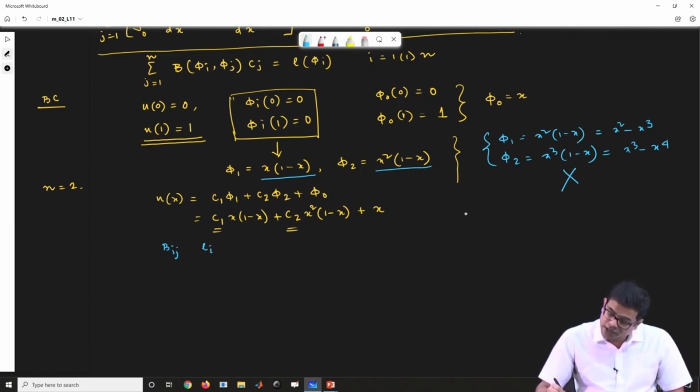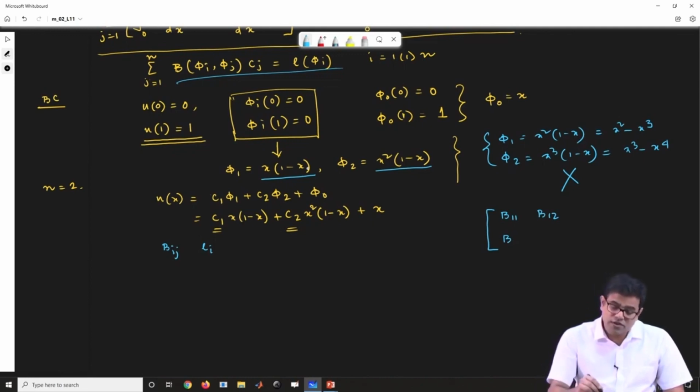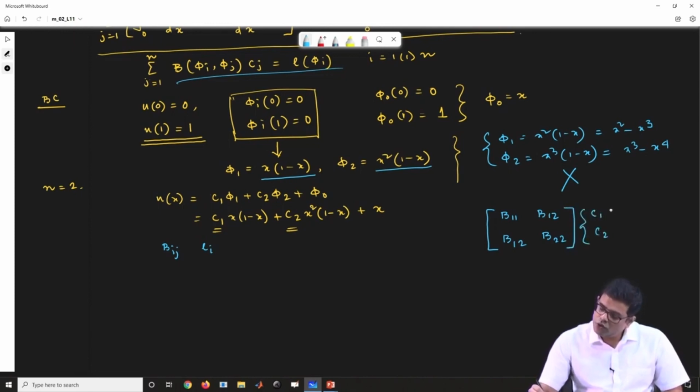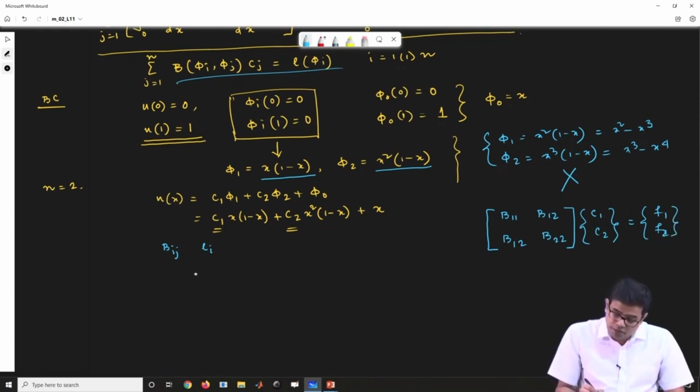So the matrix form of this, if you expand this expression, so b11, b12, b21 (b21 is essentially b12 because it's a symmetric bilinear form), and then b22, and then this will be my c1 and c2. Now there will be a right hand side also, f1 and f2.